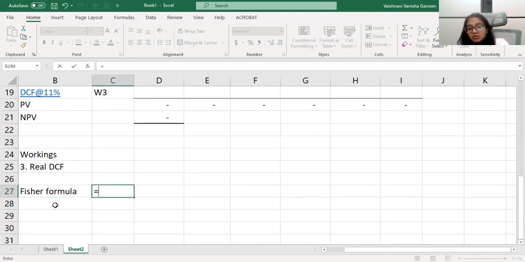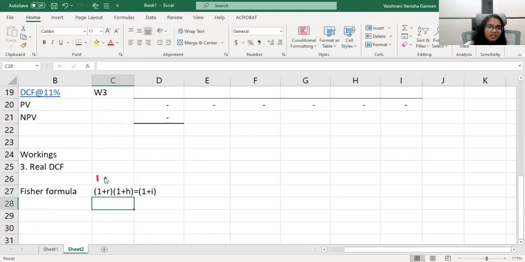How you use the Fisher formula: 1 plus real discount factor, into 1 plus I, equals to 1 plus H, general inflation rate, equals to 1 plus nominal discount factor, or the examiner uses I. Okay, I normally tell my students to use it as 1 plus R, 1 plus H equals to 1 plus M. Because R means real, M means money or nominal. It's easier for you because you already know those finance terms.